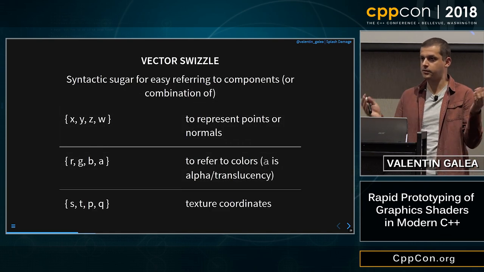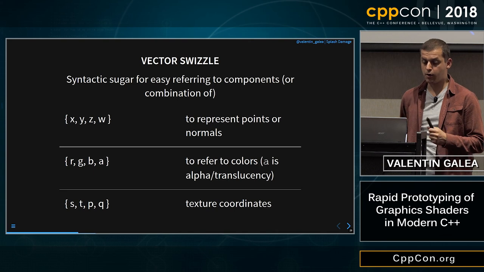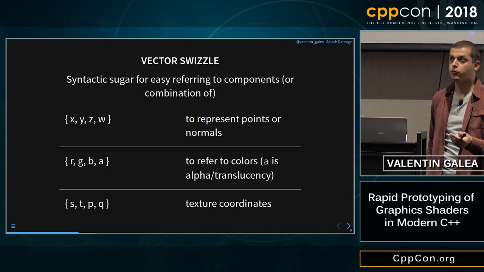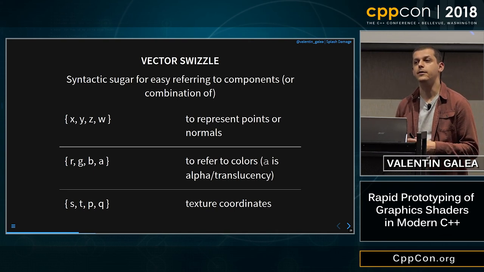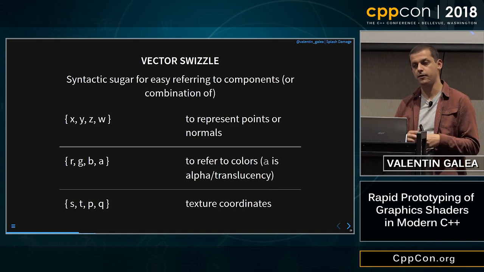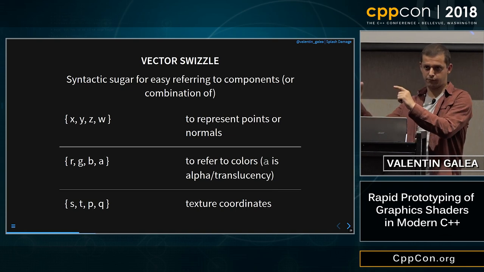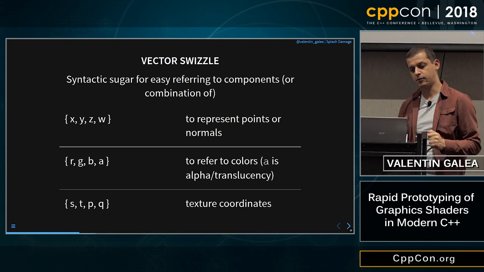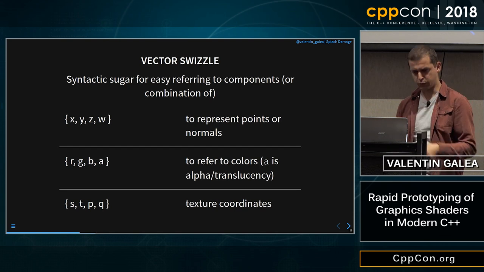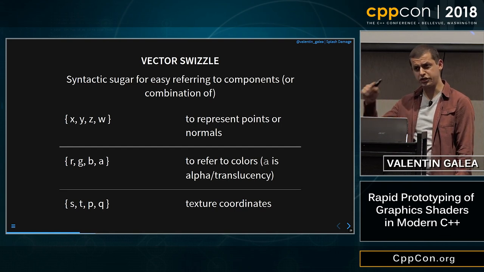Now, it gets interesting, because so far it's just some types, some linear algebra types. When it gets interesting is the swizzle, which allows you to access the elements. Normally it's just arrays, like square brackets zero, square brackets one, you access the elements of the vectors. But with swizzles, you can just name them.